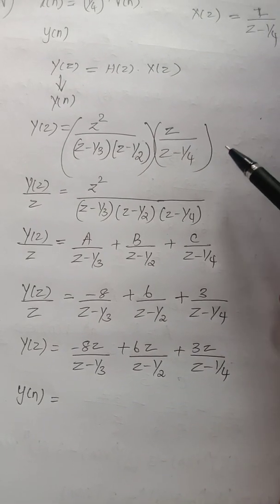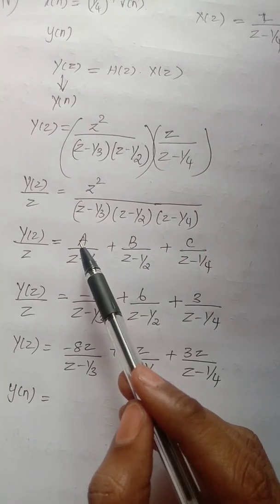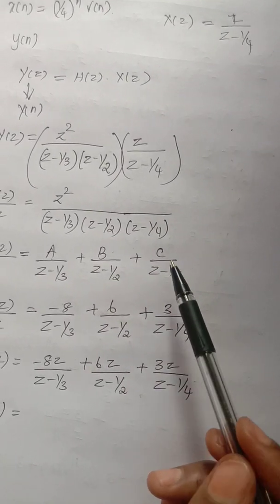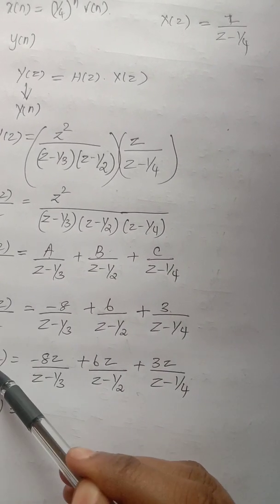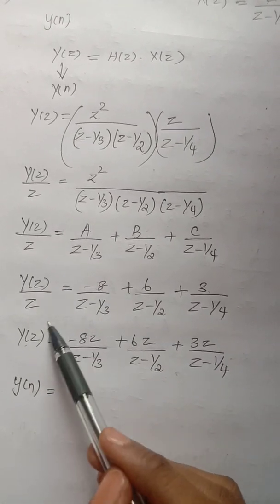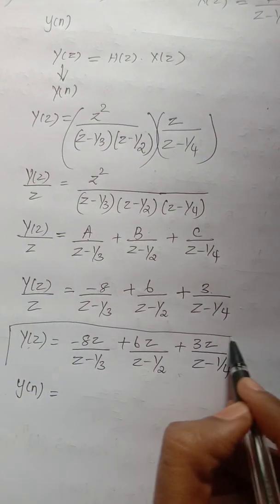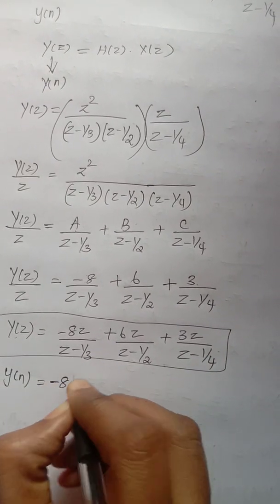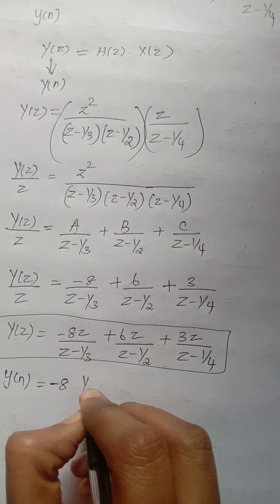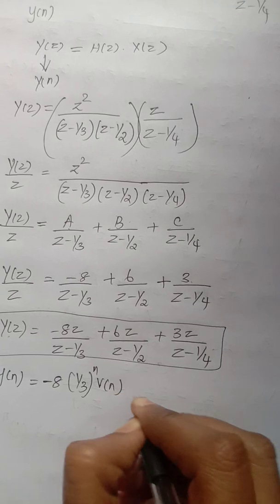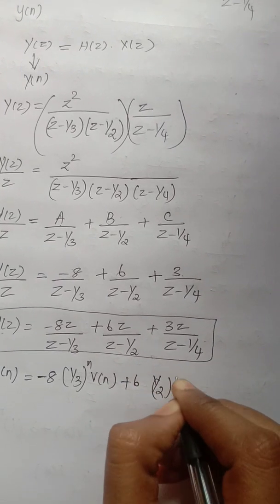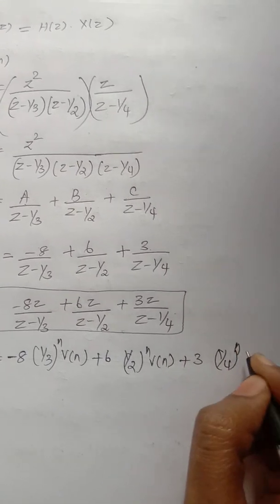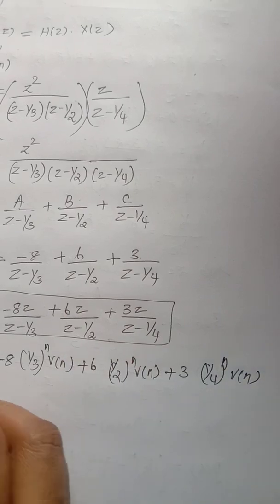The same procedure here. Using the partial fraction method and finding the result, a equal to minus 8, b equal to 6 and c equal to 3. Then again we need to find y of z by cross multiplying with z. So this is the y of z we are getting now. From this we need to find y of n. Here it is minus 8 z by z minus a, which is minus 8 into 1 by 3 the whole power n into u of n, plus 6 into 1 by 2 the whole power n into u of n, plus 3 into 1 by 4 the whole power n into u of n. This is the resultant.